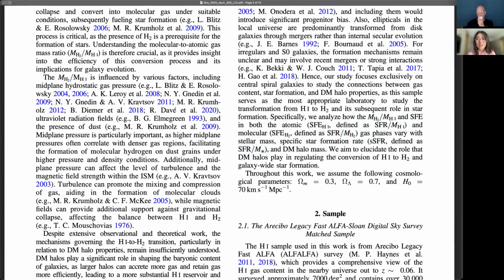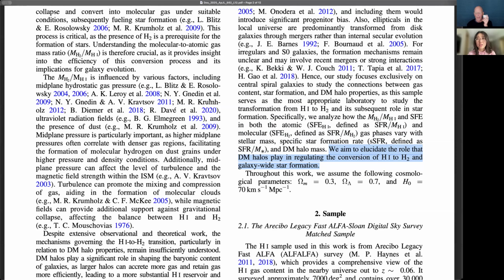Essentially, the H1 gas is highly sensitive to external physical processes, such as ram pressure stripping and galaxy interactions. So in this study, we only choose the central spiral galaxies for analysis to exclude those environmental effects, including the mergers. So I think basically that is the background and the motivation for this paper.